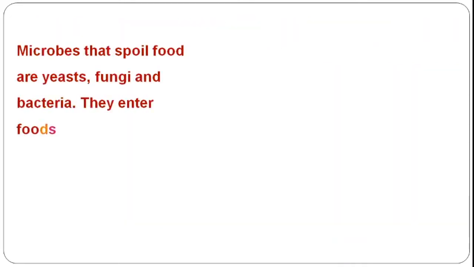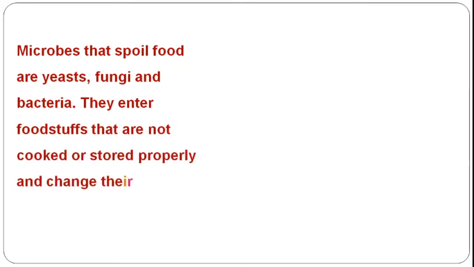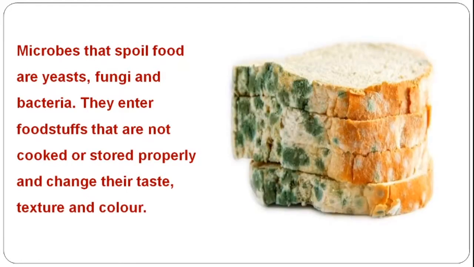Microbes that spoil food are yeasts, fungi and bacteria. They enter foodstuffs that are not cooked or stored properly and change their taste, texture and color. Can you see in this picture? This bread is spoiled by fungi. Yes, by the growth of fungi on it.